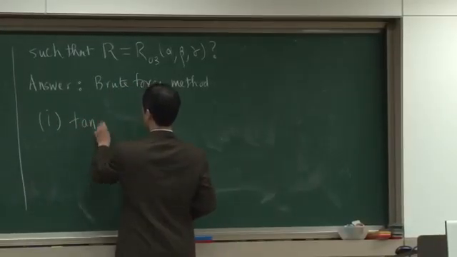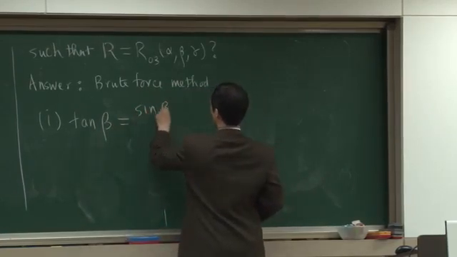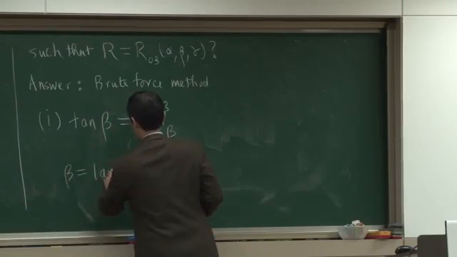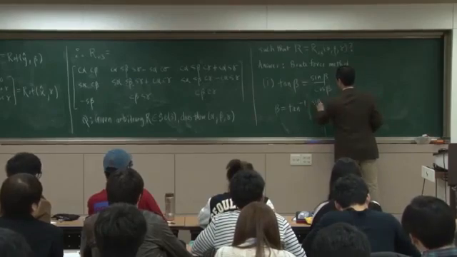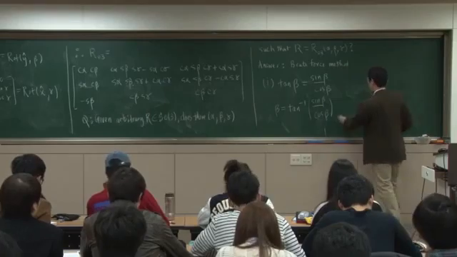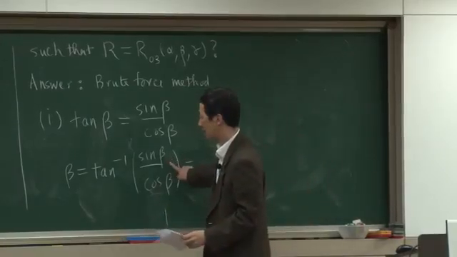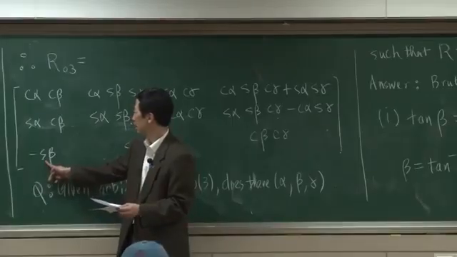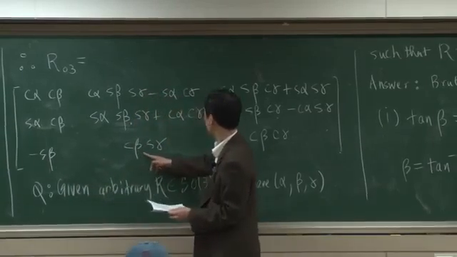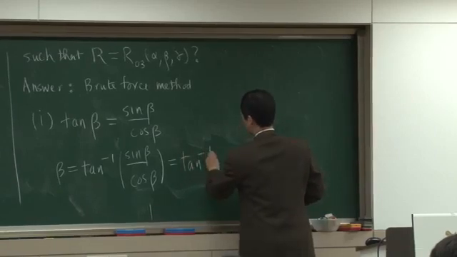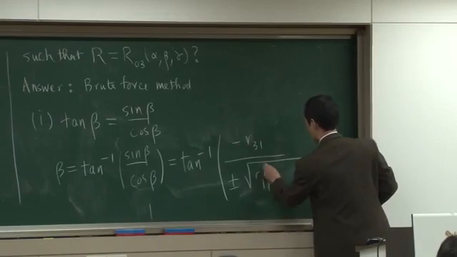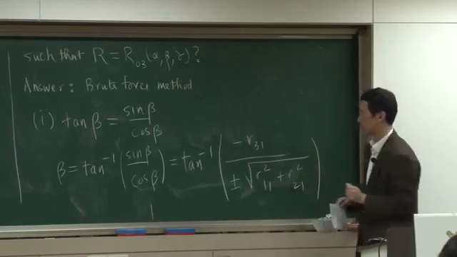First thing you notice is that you can write tangent of beta as sine beta over cosine beta, naturally. So this means that beta is the inverse tangent, or the arctangent, of sine beta over cosine beta. But now, if you look at sine beta and cosine beta, there's a sine beta, and cosine beta appears several places, here, here, here, here. So one way to write this is as the inverse tangent of minus R31 over plus or minus the square root of R11 squared plus R21 squared. So let's find beta this way.